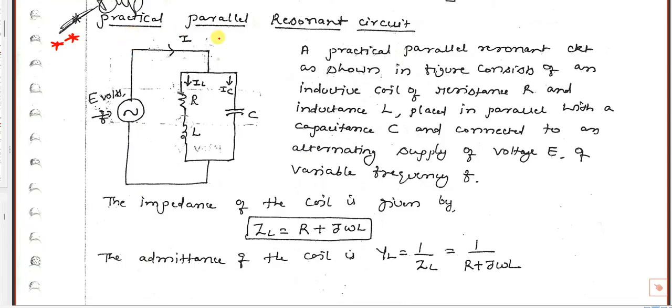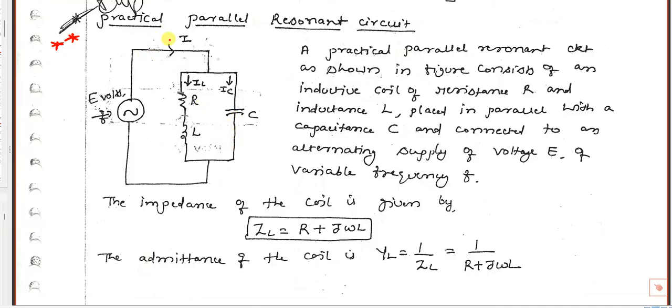This is a practical parallel resonant circuit. Ideal means ideal components R, L, C are connected in parallel. But in the practical parallel resonant circuit, there is no separate R here. So only L and C will be there. In the L and C, in the first circuit the inductor has internal resistance R, and in another practical circuit, the capacitance is also having internal resistance R.